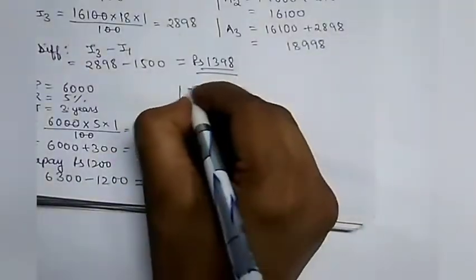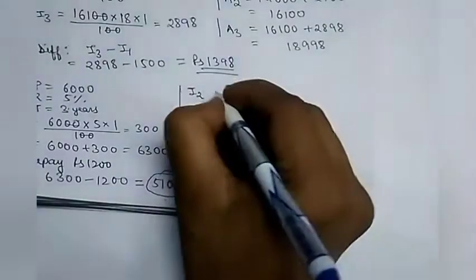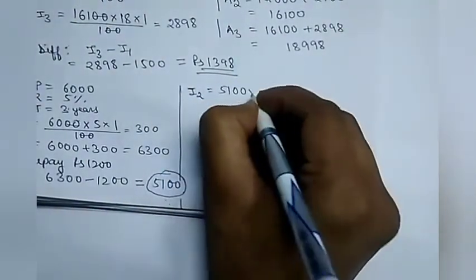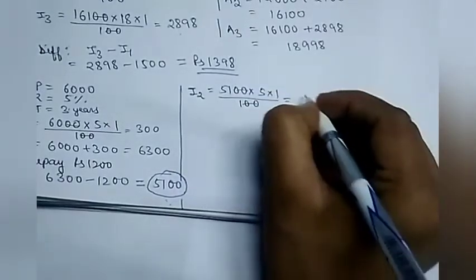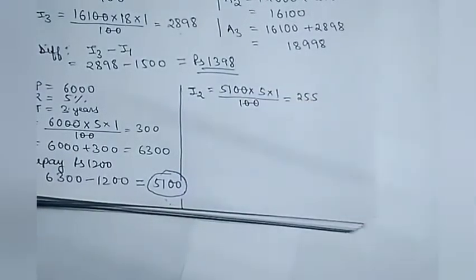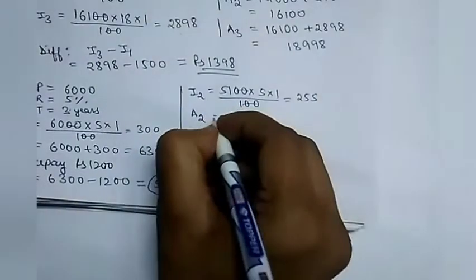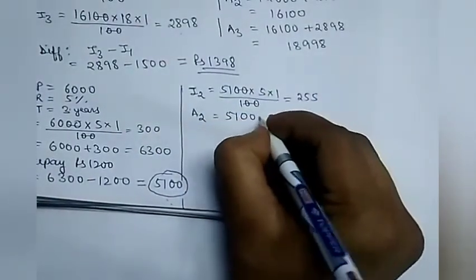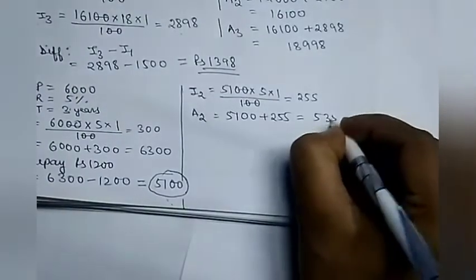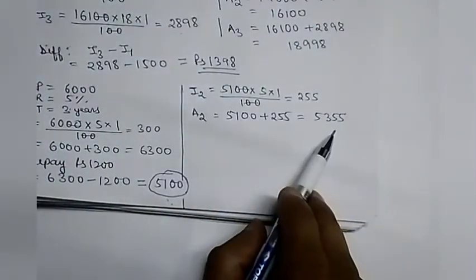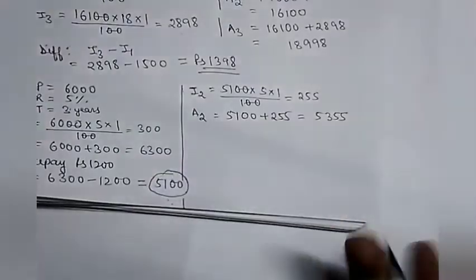So interest for the second year will be equal to 5100 into 5 into 1 by 100. This is coming to 255. So the amount at the end of the second year will be equal to 5100 plus 255, that is equal to 5355. This is the amount at the end of the second year, but he is repaying again 1200.